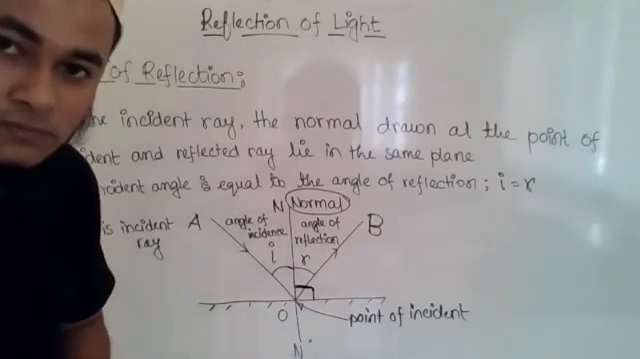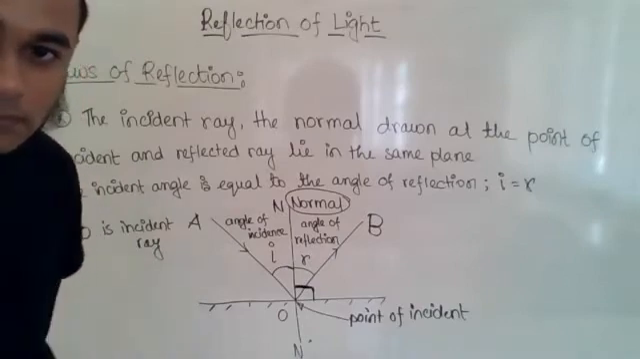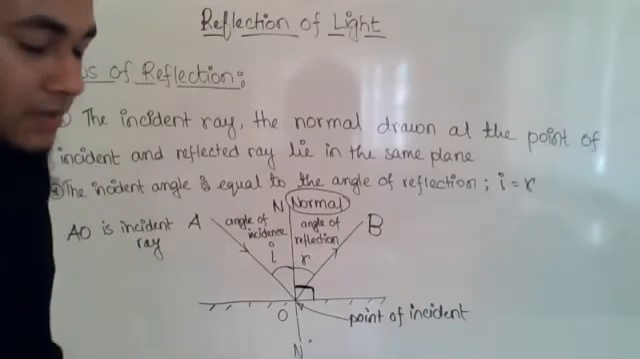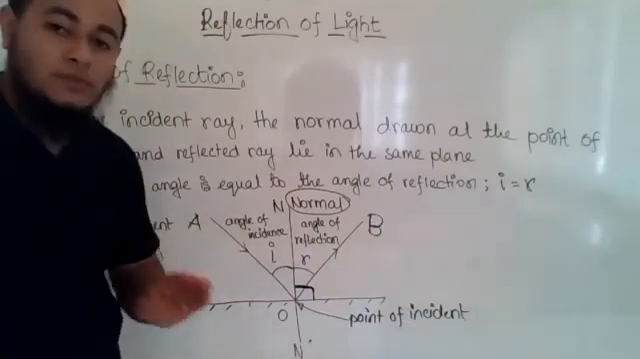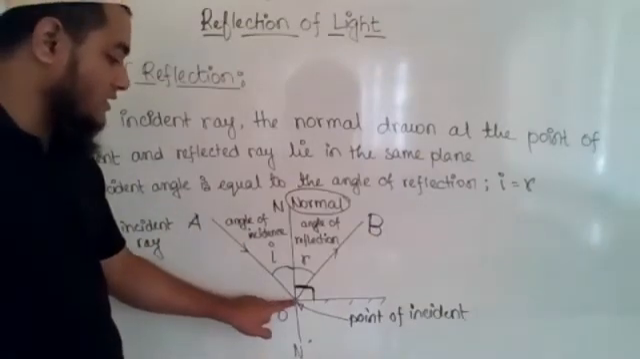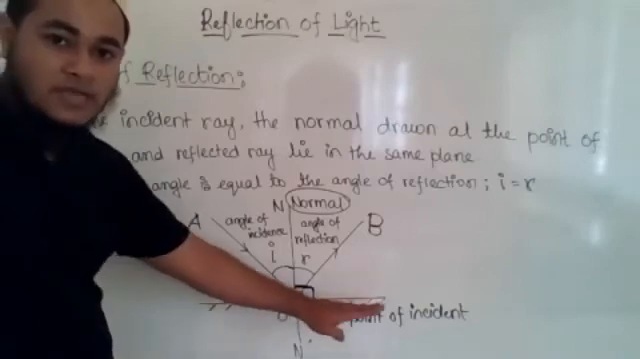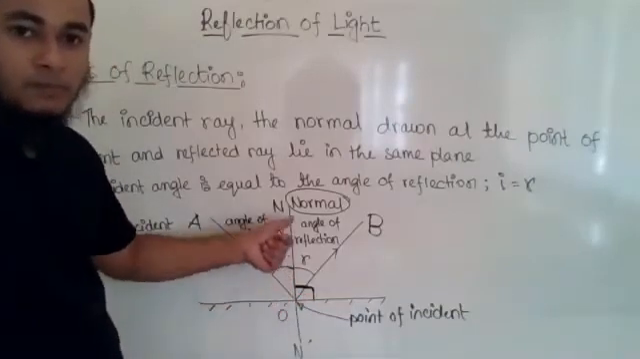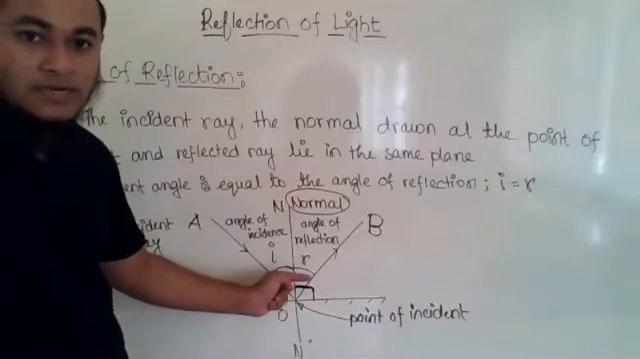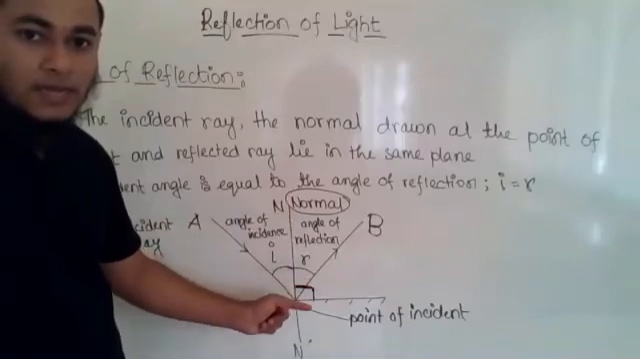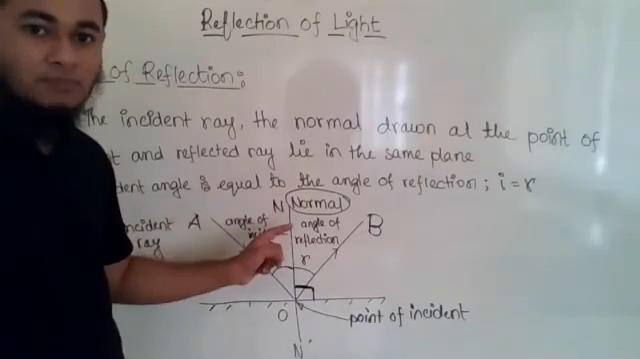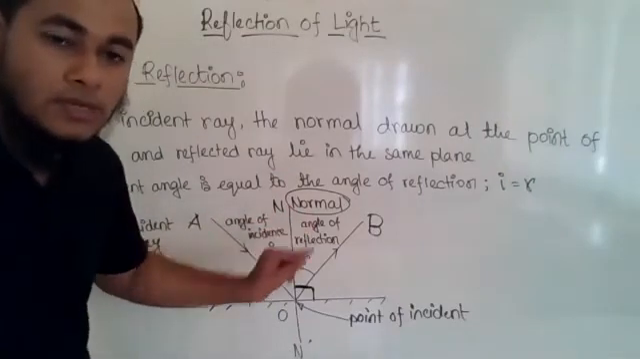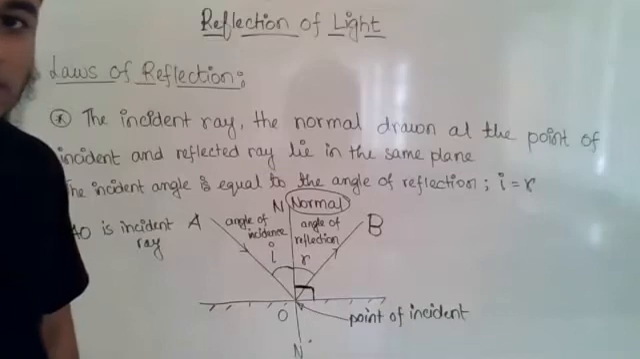Is there any doubt? No, sir. I will say it again. Sir, I did not understand. Okay, what did we say? This point is the point of incidence. At this point we will draw a perpendicular on the surface of separation. Perpendicular means 90 degrees, the angle will be 90 degrees. So if I draw a perpendicular like this, that perpendicular is called the normal. Did you understand?